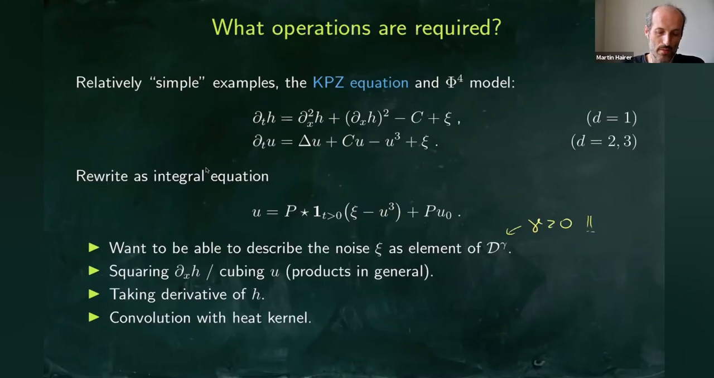And then we want to be able to take products, right? Because we want to be able to interpret U cube, for example. And we want to be able to take derivatives because we want to interpret dxh. Right? So if we have a candidate h, which would be an element in d gamma, we want to know what we mean by dxh. And then, of course, we need the operation of convolution with the heat cone. Right? And we want the operation of multiplication by this indicator function.